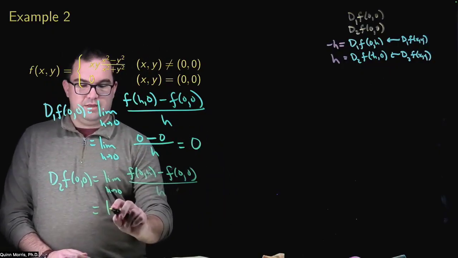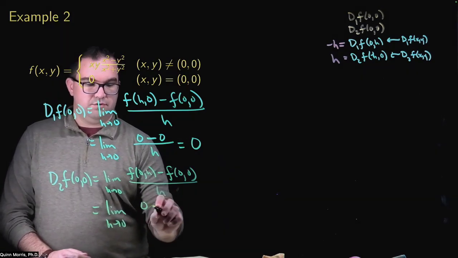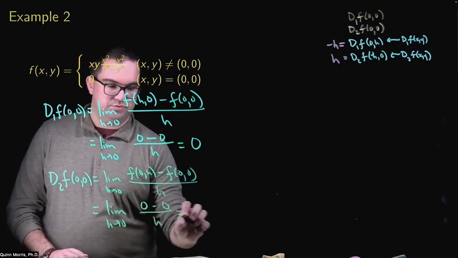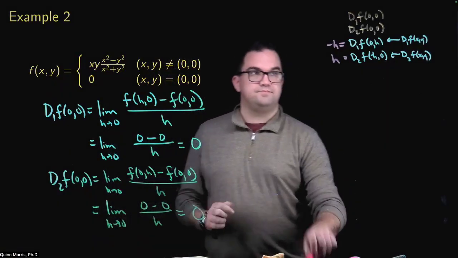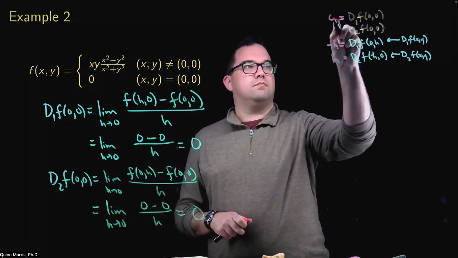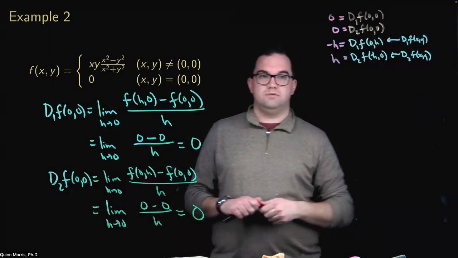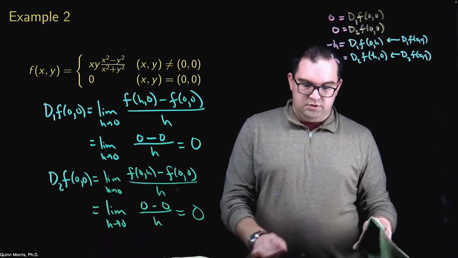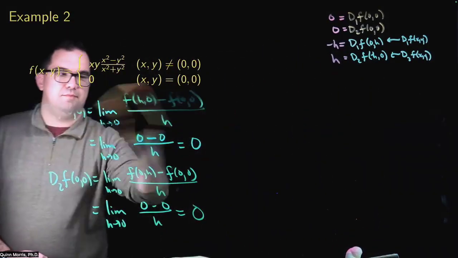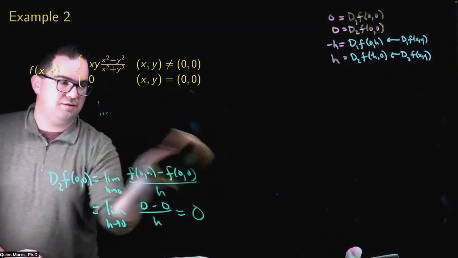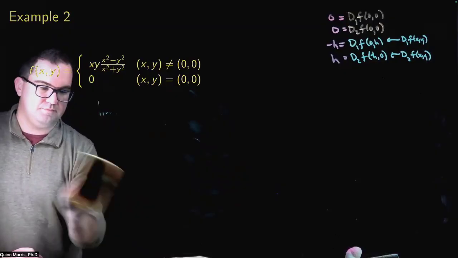And again, this will be a limit as h goes to 0 of 0 minus 0 over h, which will be 0. So as it turns out, both of these are 0. All right. So now these were the sort of components we needed in order to understand the mixed partial. So let's go back then to those expressions for the mixed partials.